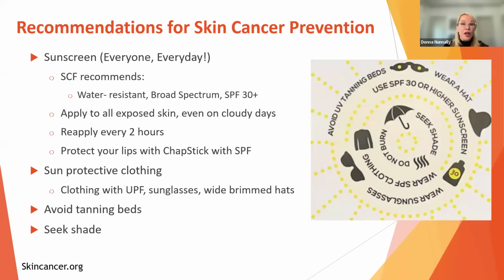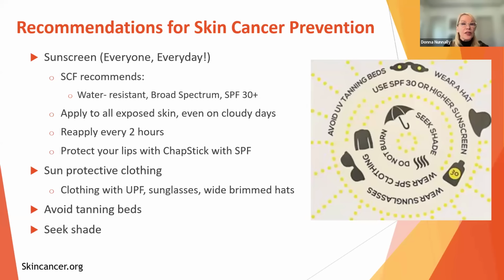Wear sun protective clothing, which includes clothing with ultraviolet protection factor, wear sunglasses with ultraviolet protection, and wear wide-brimmed hats. And by all means, avoid tanning beds. Remember, they emit UVA rays that we discussed earlier, and there's no such thing as a safe tan. Any tan is a result of ultraviolet rays damaging the DNA of your skin cells. And use of tanning beds before age 40 increases your risk of basal cell and squamous cell by almost 70%.